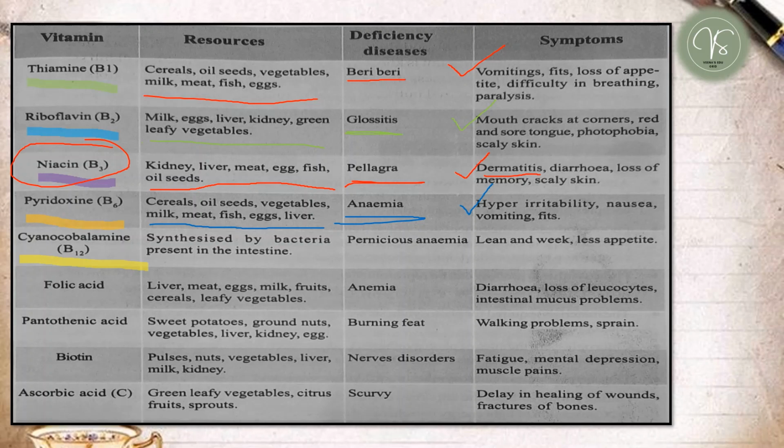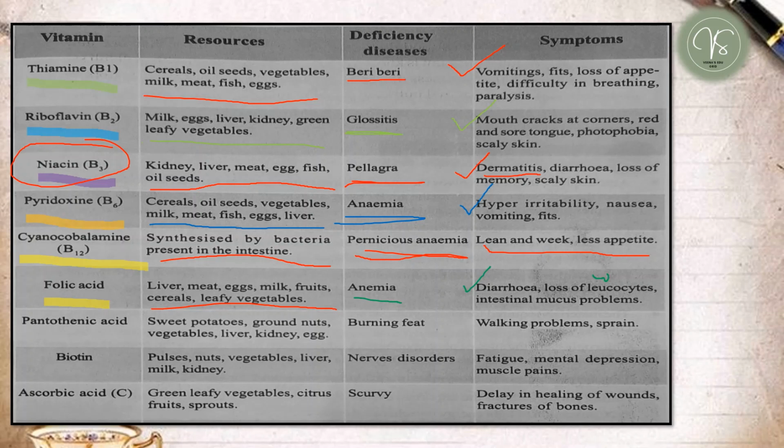The deficiency of this vitamin causes pernicious anemia, where the body becomes lean and weak and the person has very less appetite. The next vitamin is folic acid. Folic acid is found in liver, meat, eggs, milk, fruits, cereals, leafy vegetables. And the deficiency of this vitamin causes anemia. And the person suffers from diarrhea, loss of leukocytes, that is white blood cells will be less, and intestinal mucus problems.